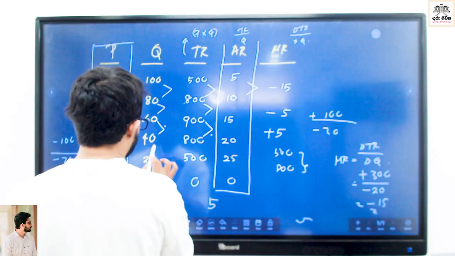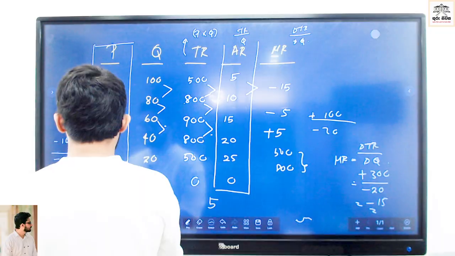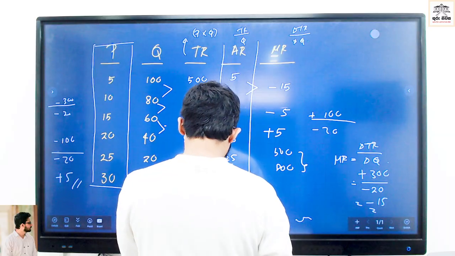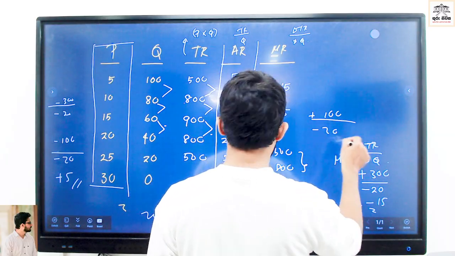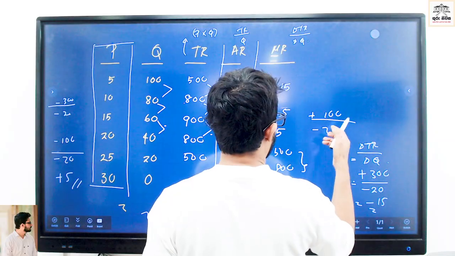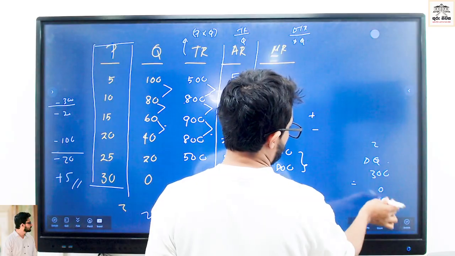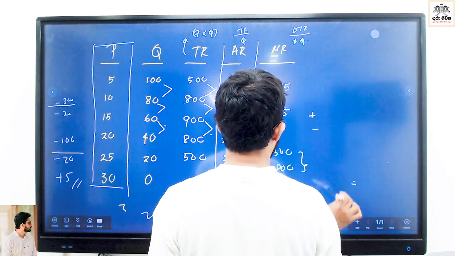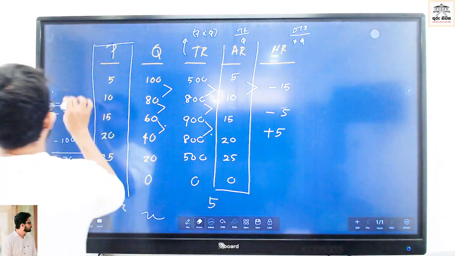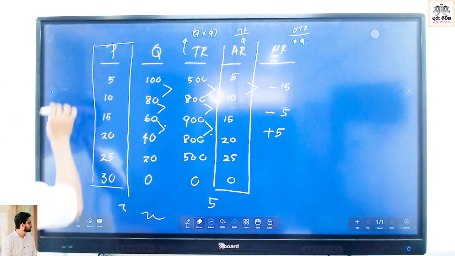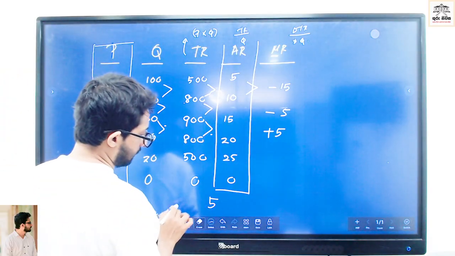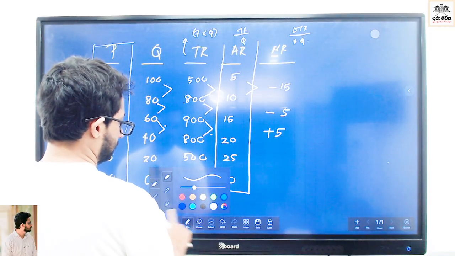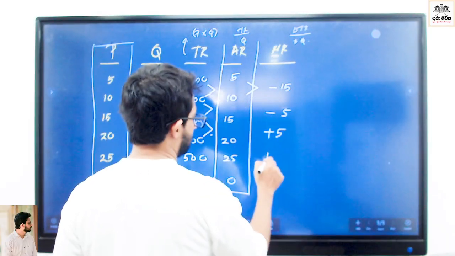Here, minus 300 divided by minus 20, again it should be plus 15. The answer should be plus 15. Okay, here the value is plus 15.